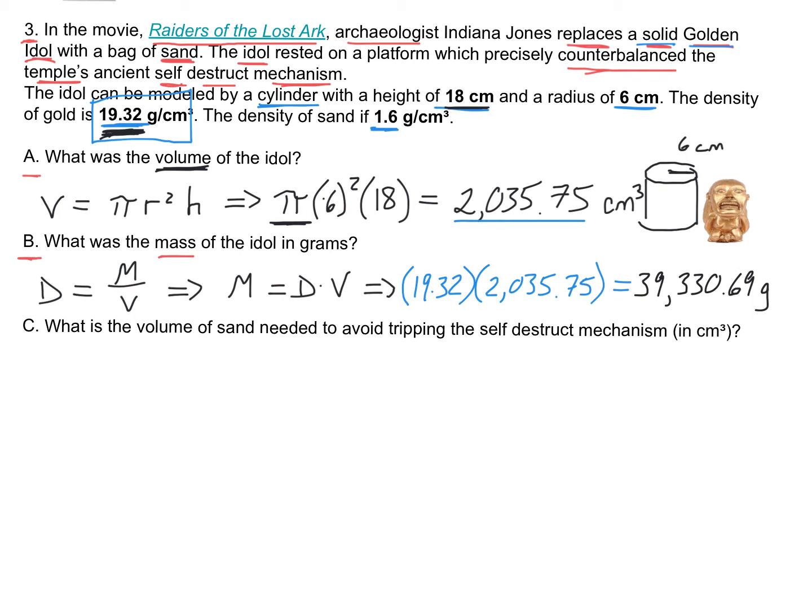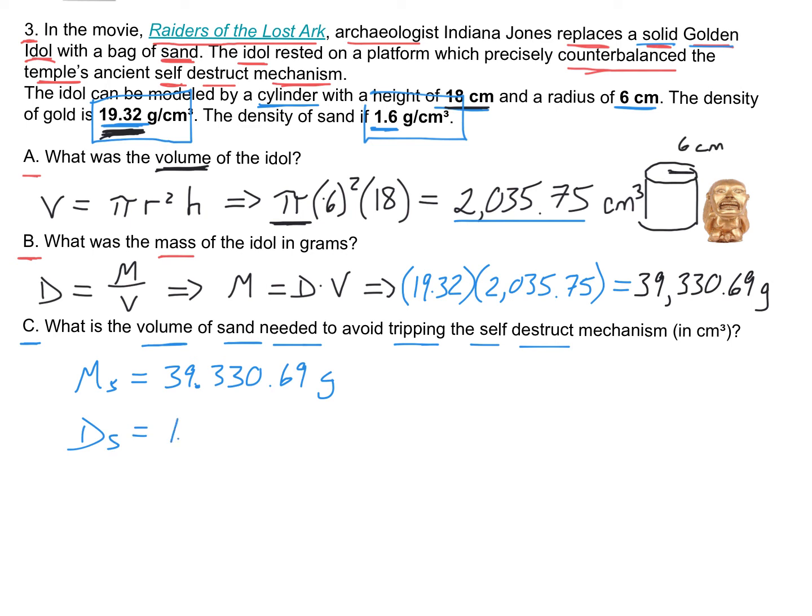The last part of this question is asking about the volume of the sand that I'm going to need to avoid tripping the self-destruct mechanism. So in other words, I need the mass of my sand to be equal to 39,330.69 grams. The other thing I know is that the density of the sand is going to be 1.6 grams per centimeter cubed.